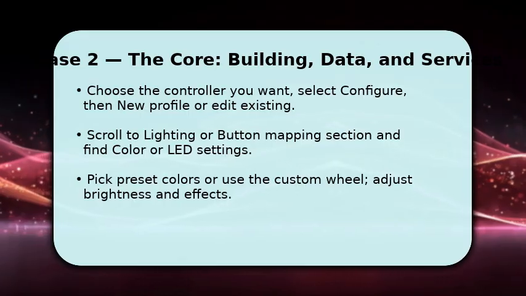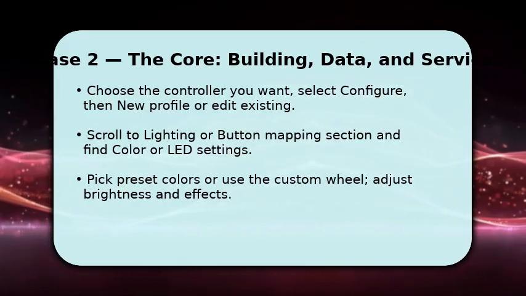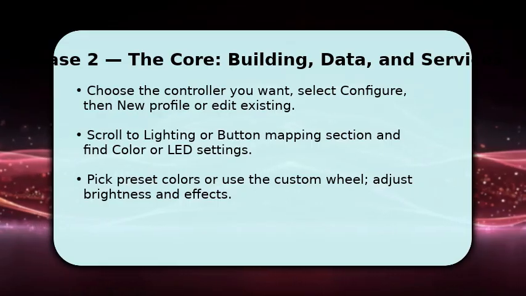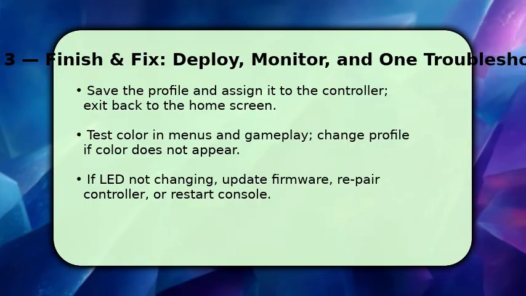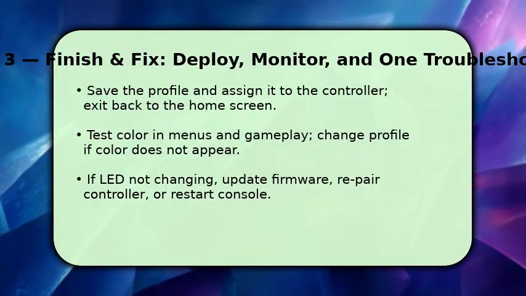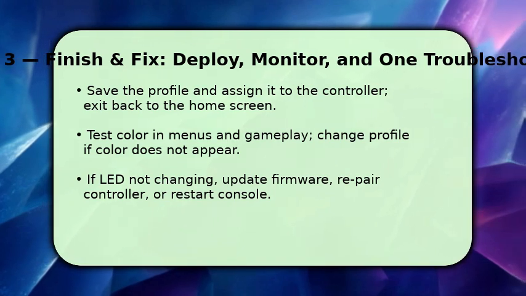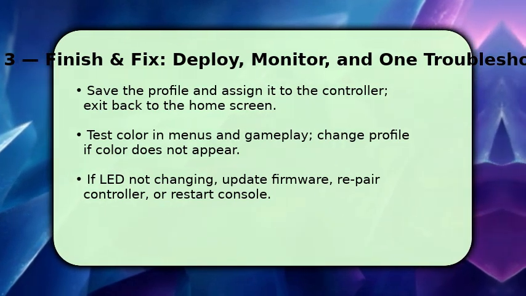This middle step is where you translate preference into visible color, so take time to test variants and save when satisfied. You finish by saving the profile and assigning it to the controller, then exit to the home screen and test the new color in menus and gameplay. Make sure the profile is active.